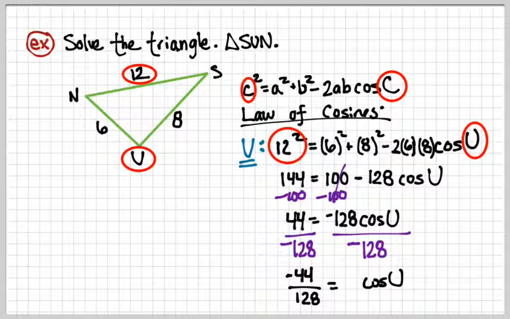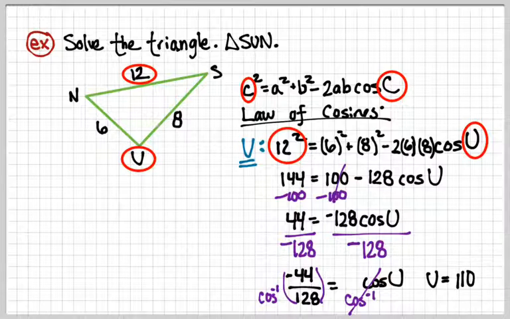And now you have to get rid of the cosine. And the only way to do that is with the inverse. And the inverse of cosine is cosine inverse, which you can see on your calculator as cosine negative 1. You're going to take cosine negative 1 of both sides. We'll cancel this. And make sure you're in degrees. U will equal 110 point, or round to the nearest tenth, 110.1 degrees. Okay, so that's how to find U.